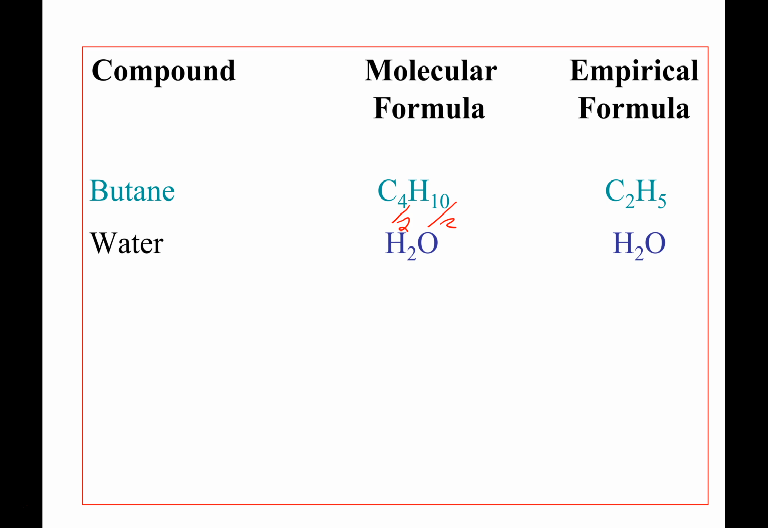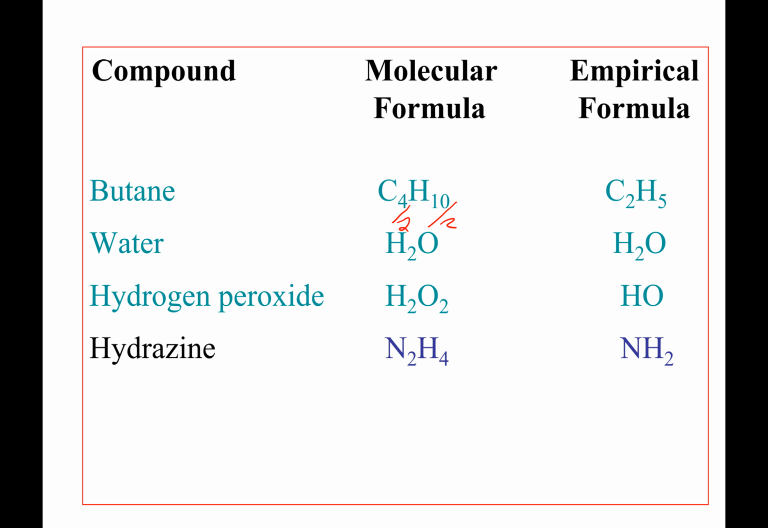Not everything can be reduced. Like water, H2O, you can't divide 2 and 1 by a whole number and get a reduced set of whole numbers. So in this case, the molecular formula and the empirical formula are the same. Hydrogen peroxide is a good example. One molecule has 2 hydrogens and 2 oxygens. We can divide both of those subscripts by 2 and get 1. So its empirical reduced formula is HO.